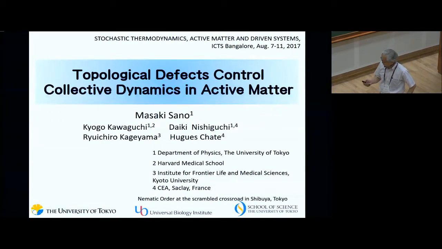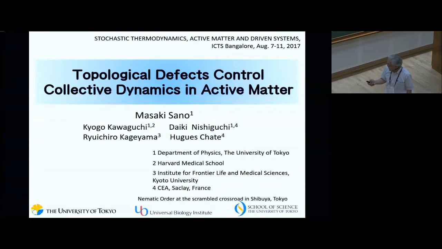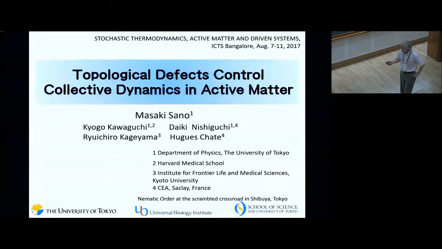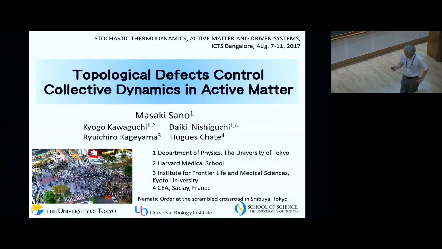So today I'll talk about topological defects in biological active matter. And these are my collaborators, Kawaguchi and Nishiguchi. Both are former students. Now one is at Harvard, the other is at Sakurai. Kagama is a biologist at Kyoto University, and Higushate is at Sakurai. By the way, this is a nematic order at the scrambled crossroad in Shibuya in Tokyo.